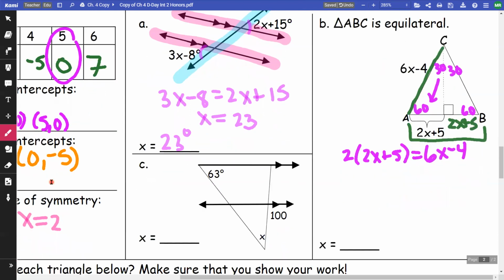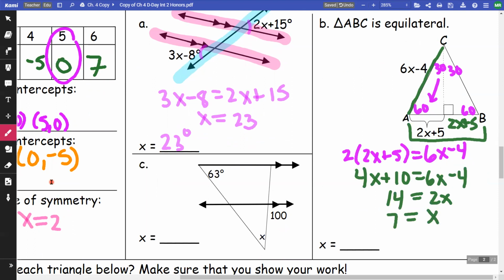So I actually have 2x plus 5 twice. So I am going to solve this, and I get 4x plus 10 is equal to 6x minus 4. I get 2x is equal to 14. So I get x is equal to 7. Okay, 7 degrees.